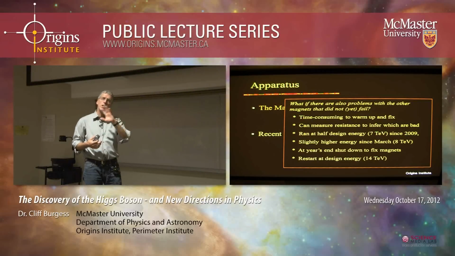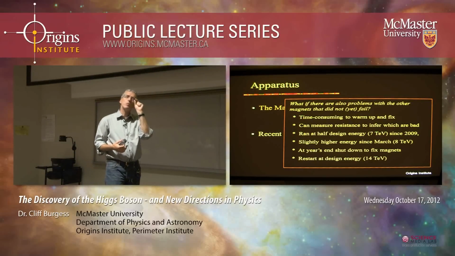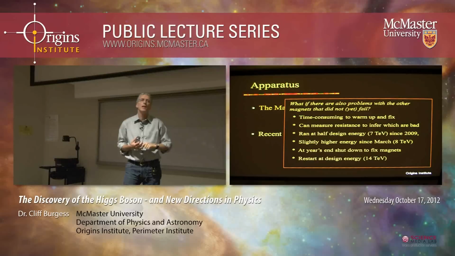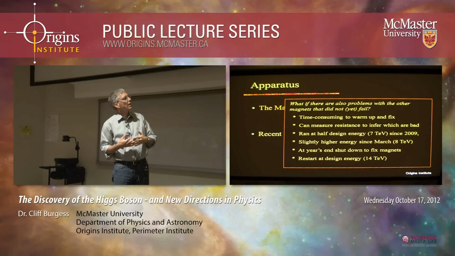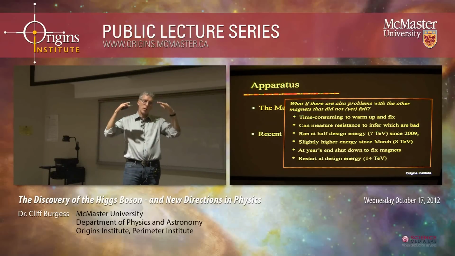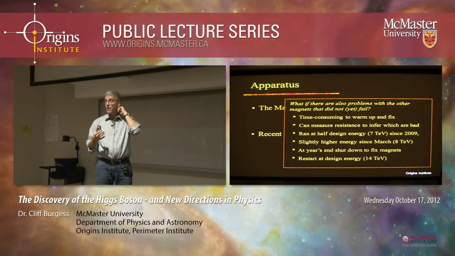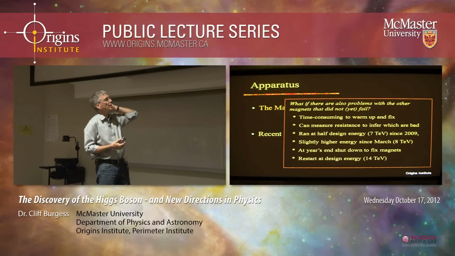So once they knew what the problem was, they could measure the resistance between the magnets and figure out where there was likely to be a problem. Based on that, they decided they could run, but not at the complete energy, only at half the energy they had been designed to run at, without being in danger of having a problem happen again. So that's what they've been doing.